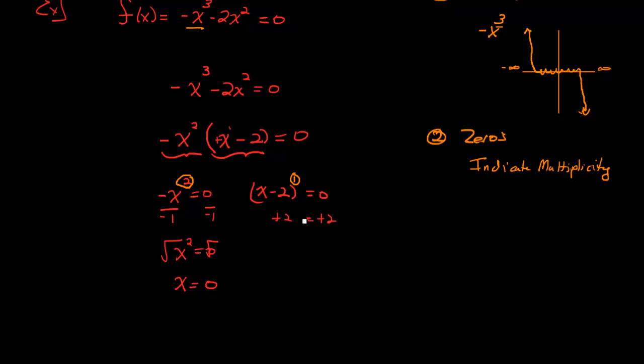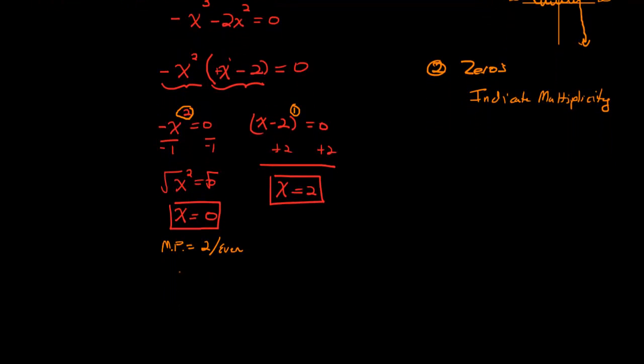I didn't need that equal sign there. And now I get x is equal to a value of 2. So I have two zeros here, one at 0, and the next one is at a value of 2. Then I'm going to indicate my multiplicity, which I abbreviate MP. I realize here it's a value of 2, which is even. And with even multiplicities, I expect my graphs to just touch at those zeros.